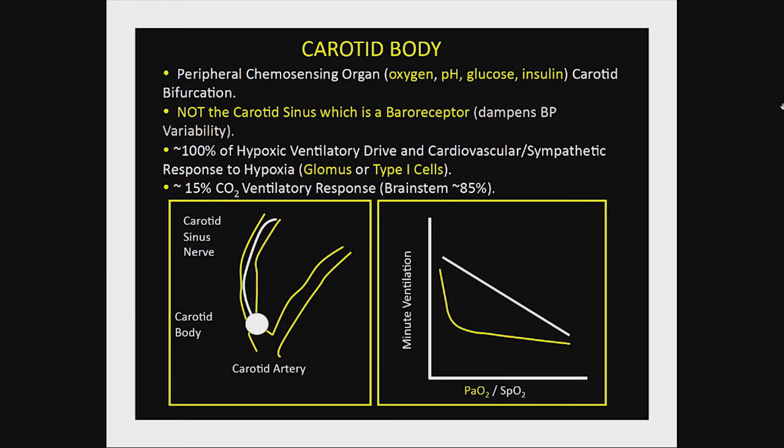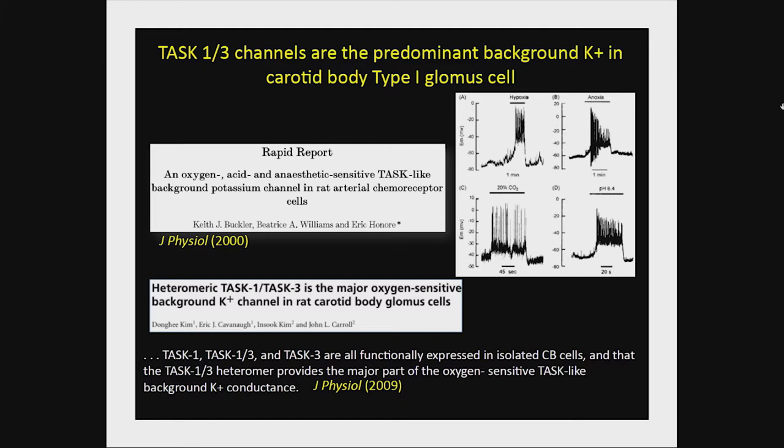But it's known now that TASK1 and TASK3 tandem pore channels contribute. They're the predominant background potassium conductance, or permeability, in the chemosensing cells of the carotid body, the type 1 glomus cells. And Keith Buckler and colleagues, he's at the University of Oxford, he was the first guy to show this. He identified an oxygen-inhibited, acidic pH-inhibited, and anesthetic-activated potassium conductance in these cells.